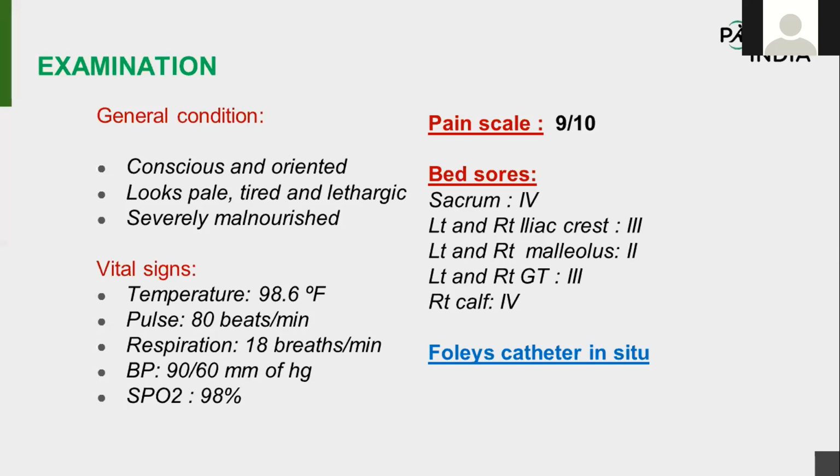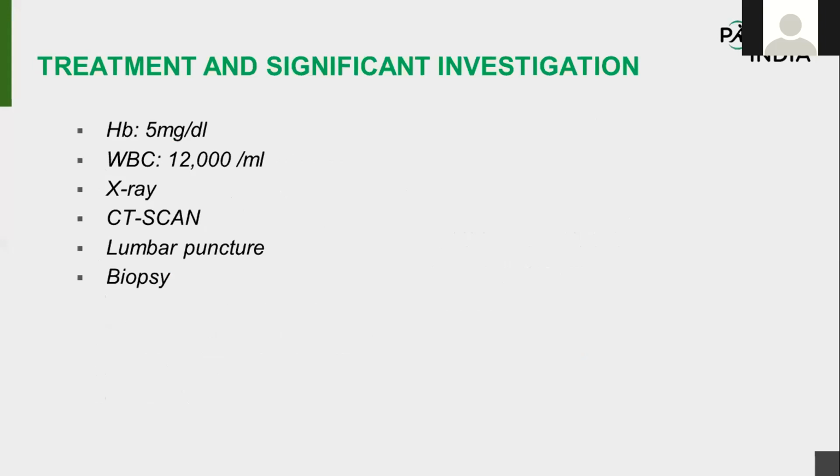Also, later during the advancement of her disease condition, she lost bladder function and bladder sensation. Because of that, a Foley's catheter was placed. Treatment and significant investigations: her hemoglobin was found to be only 5 mg per dl, and for that, 3 pints of whole blood transfusion were given. WBC was 12,000 per ml. X-ray, CT scan, lumbar puncture, and biopsy were done.